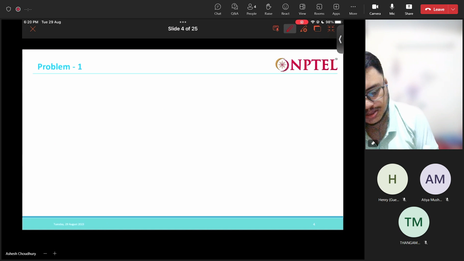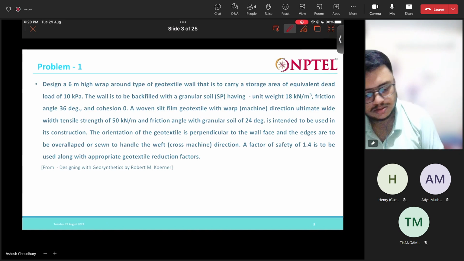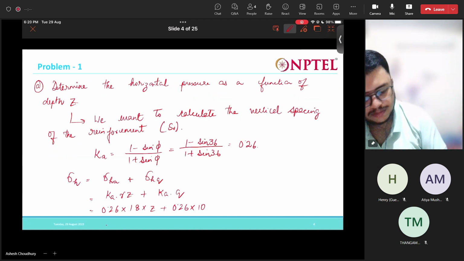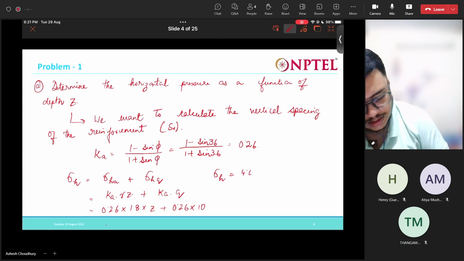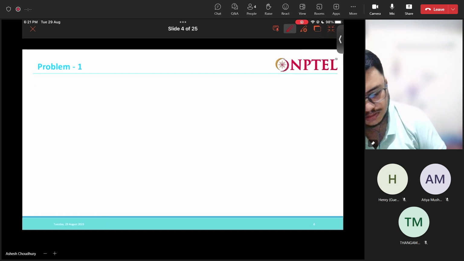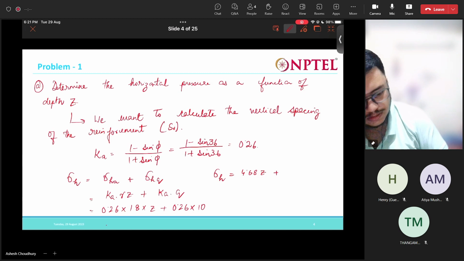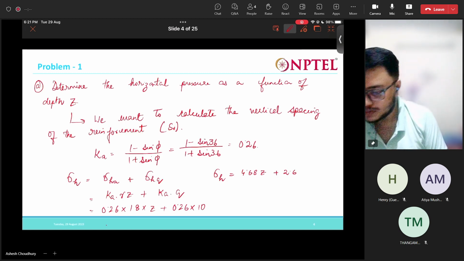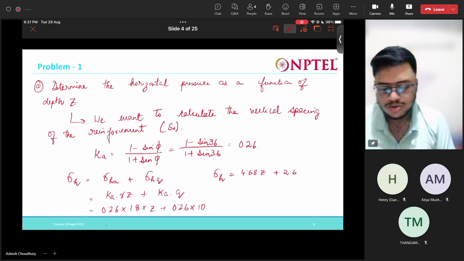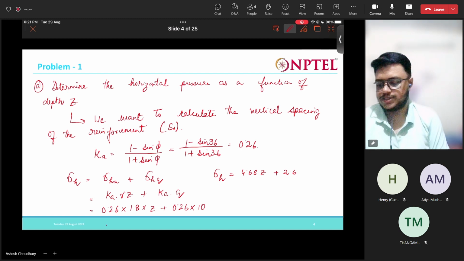And how much was Q? Q was 10. So we are getting this as how much? Let us calculate. 0.26 into 18 is 4.68 Z. Okay, so this is the horizontal pressure.